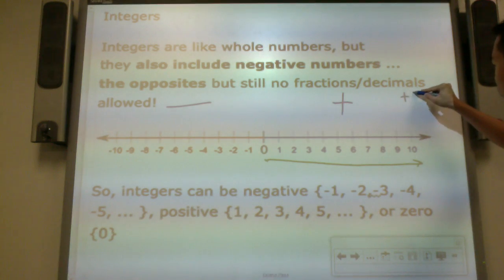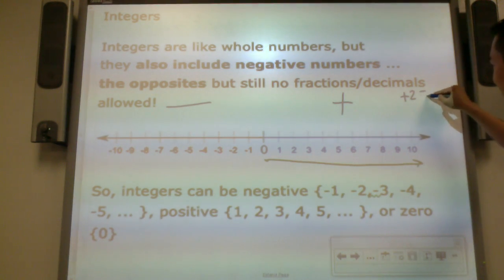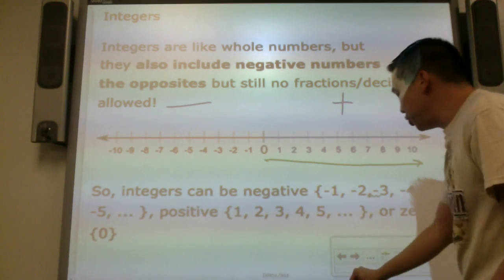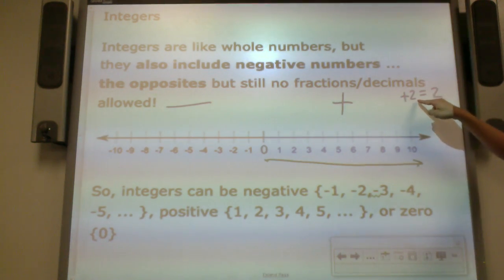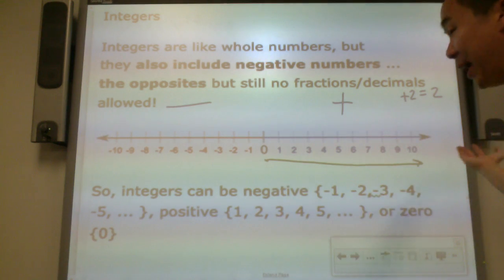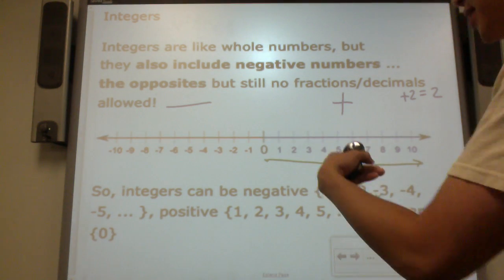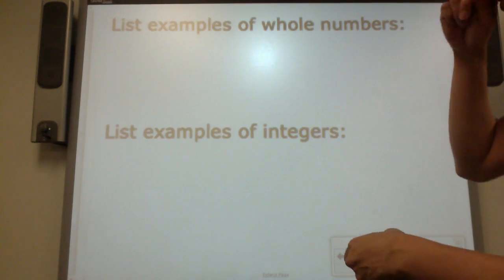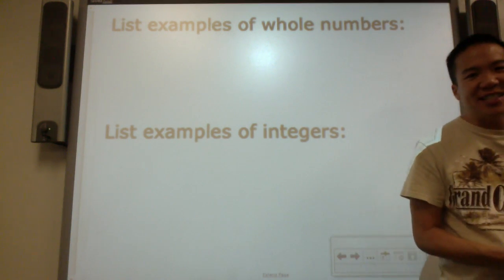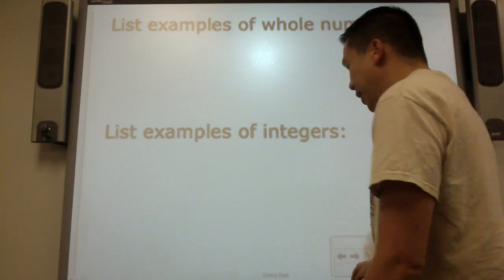Is positive 2 the same as just 2? It is. We do not put the positive sign in front of a whole number because we know it's just a whole number, but it is positive. So this is a number line. List examples of whole numbers. Can you list examples of whole numbers?